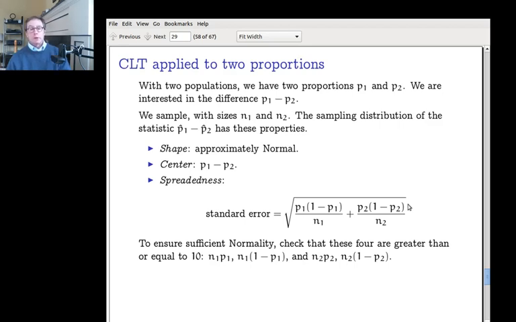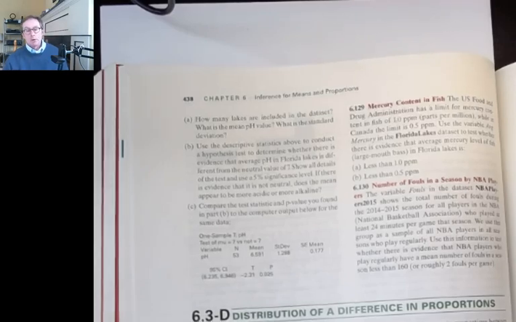Okay, so I want to do an example of this here. I want to do an example from section 6.3. It's called section 6.3-D, and of course each of the sections, 6.1, 6.2, 6.3, etc., are broken down into 3 separate parts. So I'm doing the first of the 3 separate parts. Let's see if I can manipulate the windows correctly.